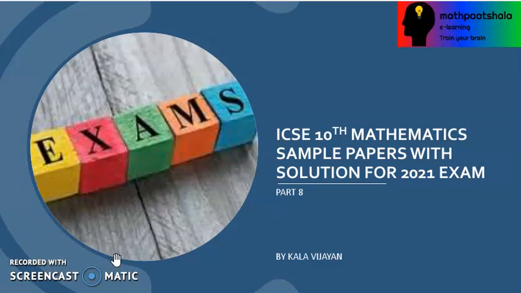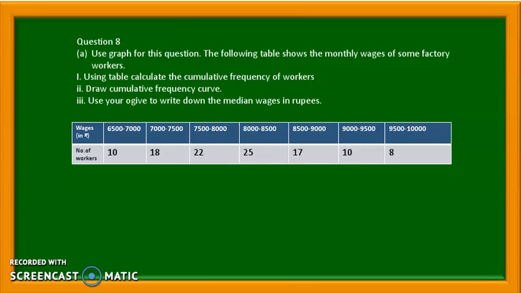In the previous videos, we solved ICSE 10th Mathematics sample paper questions 1 to 7. Now in this video, we will do the 8th question. Let's see what the 8th question is. Look at this. There are two options given here. The first one is option A, in which you use graph paper for the solution. So graph paper will be given to you.